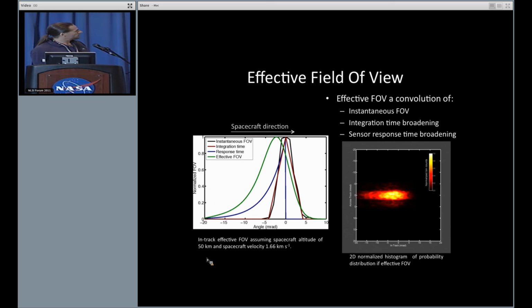So what I'm showing here is the instantaneous field of view in black, but then you've got some integration smearing in the along-track direction, and then you've also got the sensor has a slight amount of memory of what it just saw previously. So you get this, called sensor response time broadening. If you take that into effect and convolve all these together, you get some probability distribution of what you're actually seeing in the in-track. So I used this to create basically a 2-dimensional probability distribution of what Diviner is actually seeing on the surface and what its actual footprint is, and then just basically doing a Monte Carlo sim.